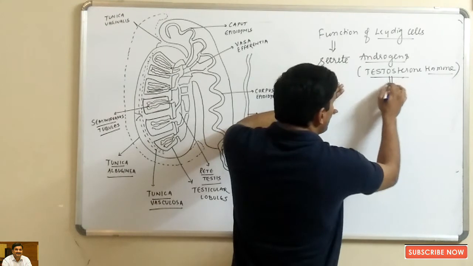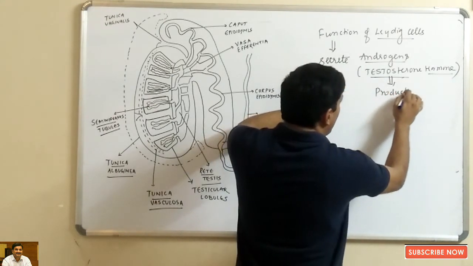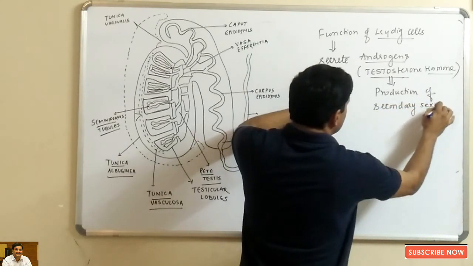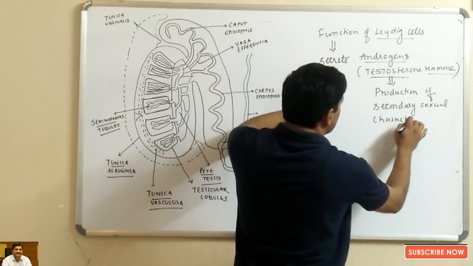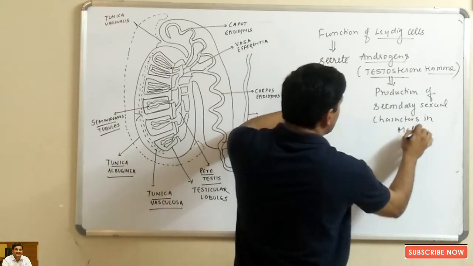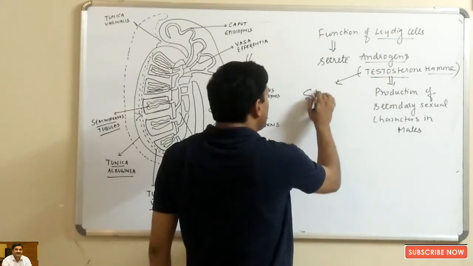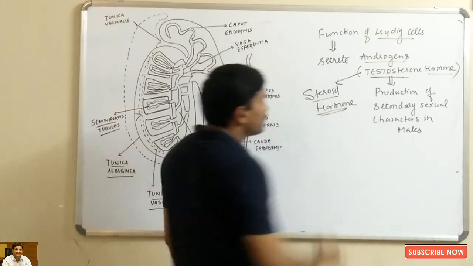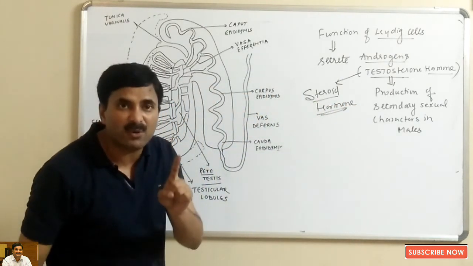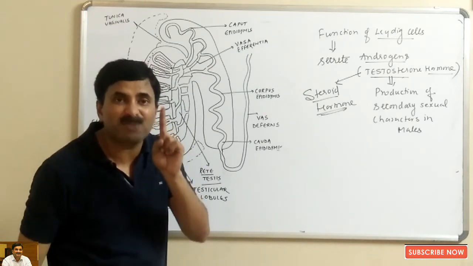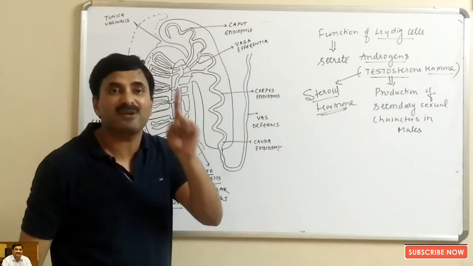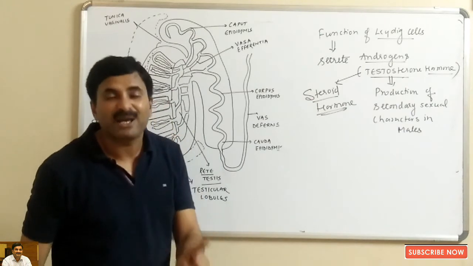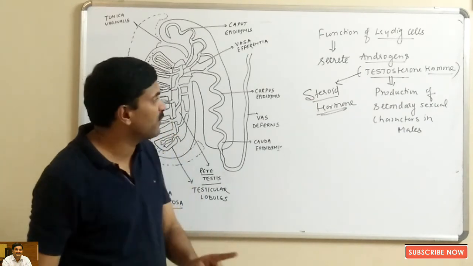This is the hormone responsible for the production of secondary sexual characters in males, and it is a steroid hormone. Basically it is a steroid hormone, also called androgen. So Leydig cells secrete testosterone hormone, and the sperms are produced by the spermatogonia cells. The spermatogonia cells were associated with the germinal epithelium of the seminiferous tubules, and seminiferous tubules were present in the testes, and that's why they were called the structural and functional unit of the testes.